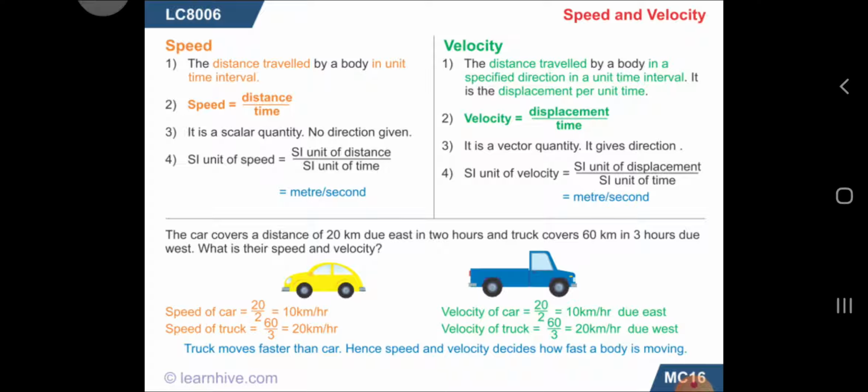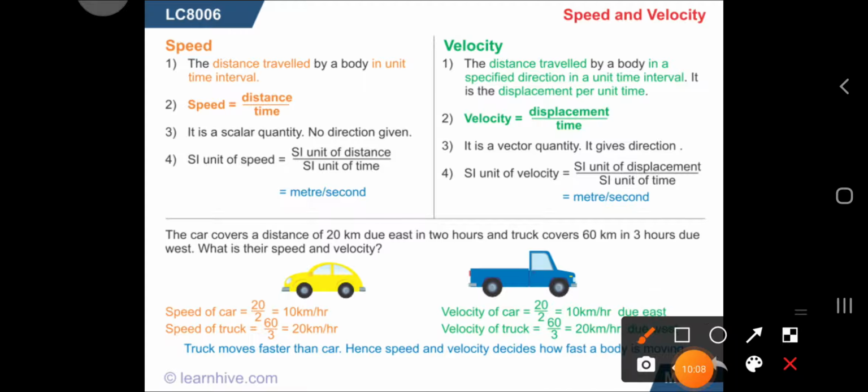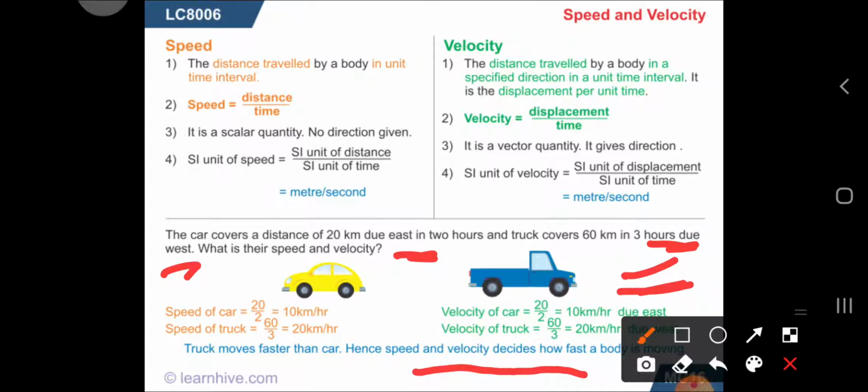From here we can calculate the speed of the car, the speed of the truck, and the velocity of the car and the velocity of the truck. The formulas calculate the speeds and velocities, but here the direction is also mentioned: east for the car and west for the truck. So there is a difference between speed and velocity in terms of direction. The truck moves faster than the car, hence speed and velocity decide how fast a body is moving.